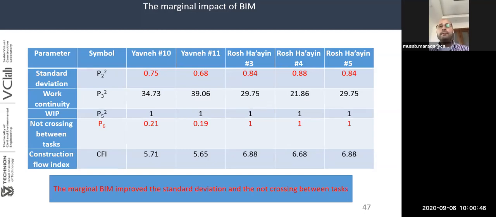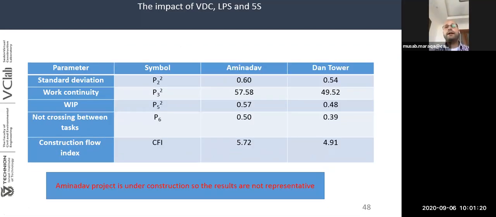After that, we measured the marginal impact of BIM in two types of projects, in high-rise residential projects and in low-rise residential projects. Here, this is the comparison between Yavne 10 and 11 with Rosh Ha'ayin 3, 4, and 5. We can see that the standard deviation improved from 0.75 and 0.68 up to 0.84 and 0.88. And the not crossing between tasks improved from 0.21 and 0.19 up to 1.